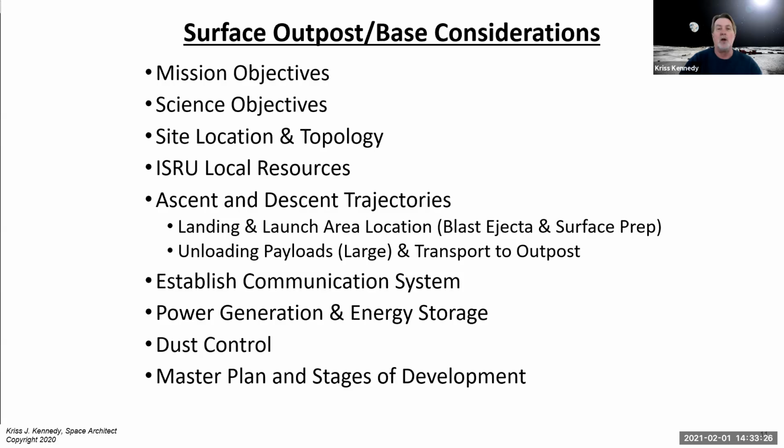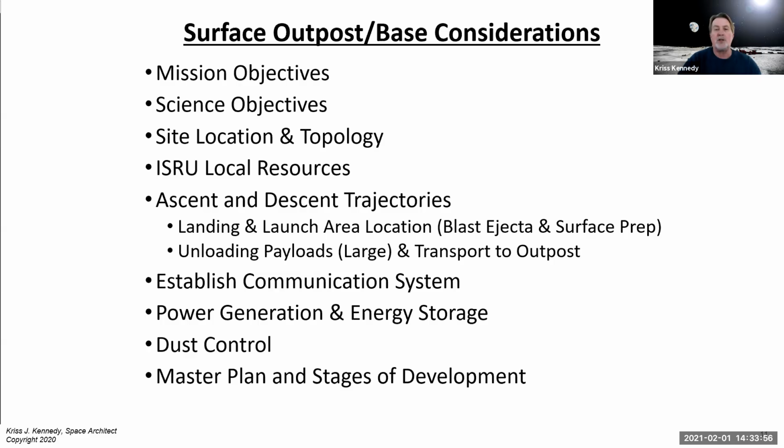Look at your sun angles, look at where you might be able to locate solar arrays, look at where you might be able to locate your launch and landing capabilities and so on. Understand also where your ISRU resources are, that you want to be in close proximity to that, so you don't have long traverses for the delivery of those resources once they're produced. And then you also need to look at your ascent and descent trajectories.